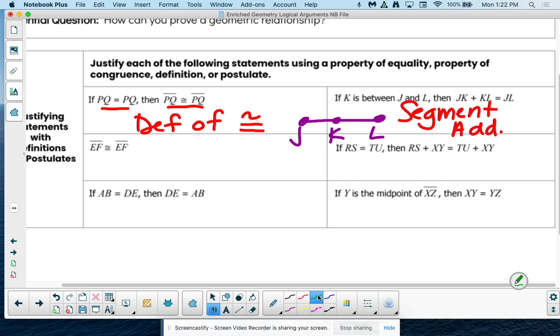Segment EF is congruent to segment EF. Yeah, right, it's the same thing, equal to itself. That's the reflexive property. And since it does have that congruent symbol, technically you should put it, but if you just put the reflexive property, I'm okay with that.